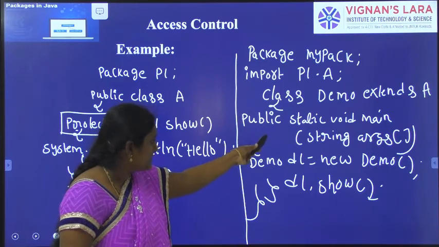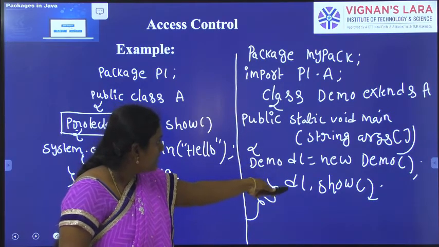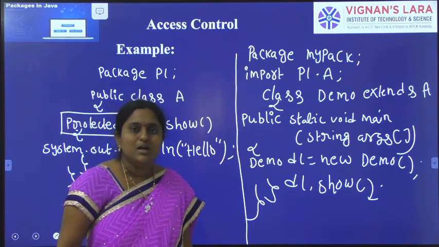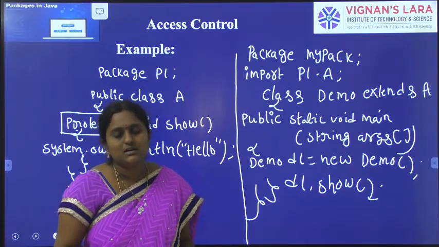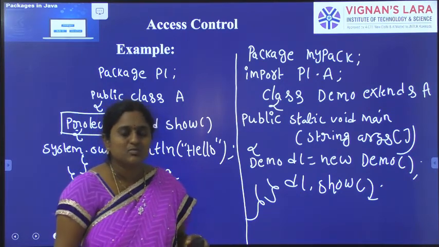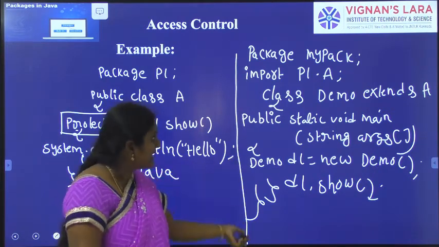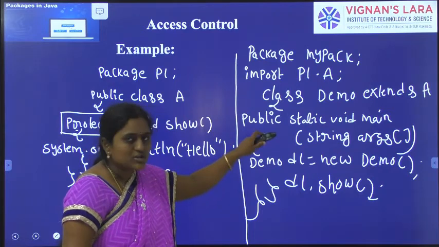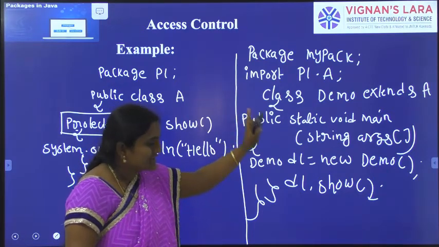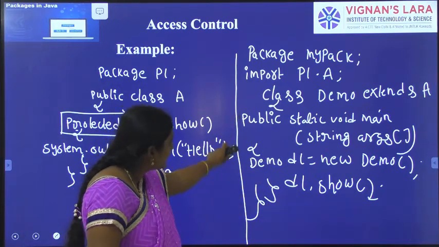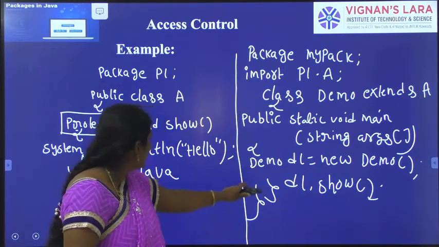I am creating an object of the subclass: demo d1 equal to new demo. Here I am calling the show method. The show method scope is protected. Protected access method can be accessible within the package and outside the package by using the inheritance concept. Already I have applied the inheritance concept. Our demo class extends A class. Here demo is the subclass, A is the superclass. Directly we can create an object of the subclass and call the show method.